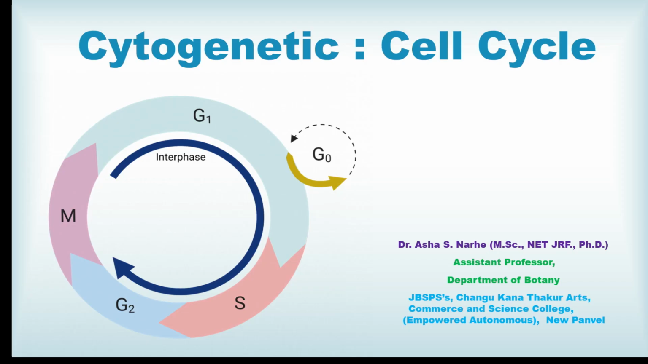Today I am going to give a lecture on the cell cycle, which is a topic of cytogenetics. So how does a cell perform its division? From a single cell, it divides into two daughter cells in the case of somatic cells, and in the case of gametes, four daughter cells are produced.